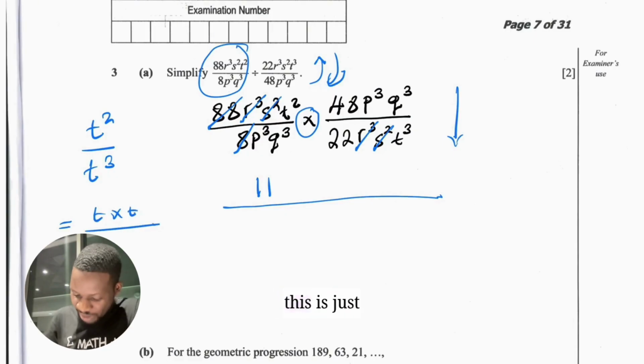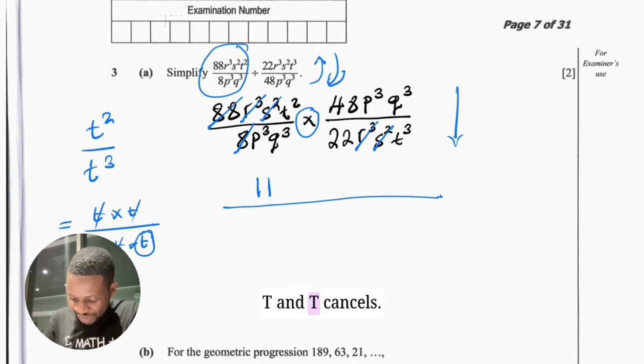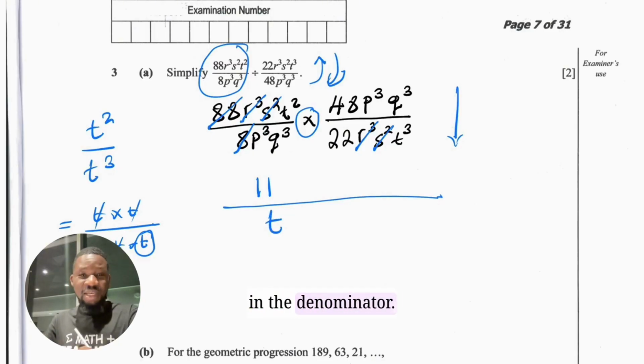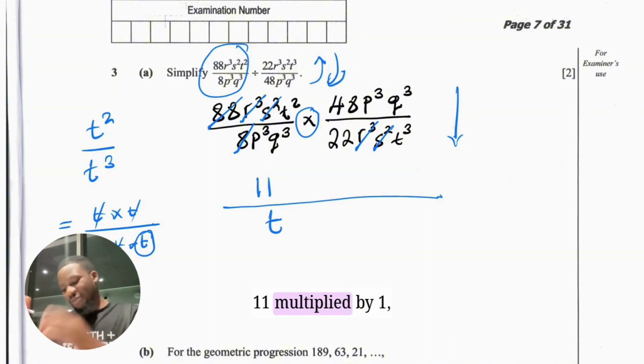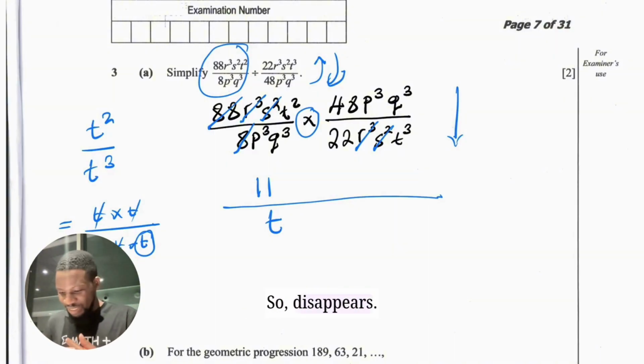Okay, so remember, this is just the same as t multiplied by t divided by t multiplied by t multiplied by t, 3 times. Okay, so t and t cancel, you remain with one t in the denominator, right? So this is t, multiply 11 multiplied by 1, right? Because all the t disappears.